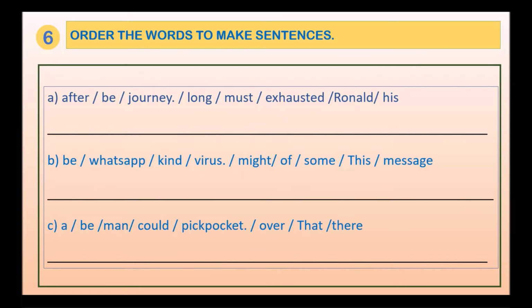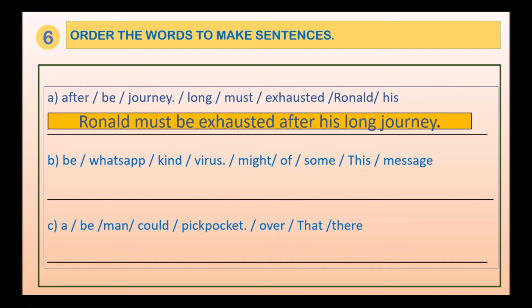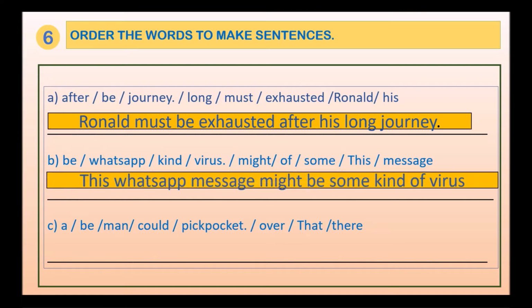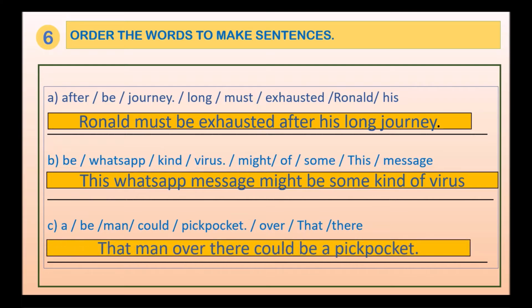Order the words to make sentences. Option A. Ronald must be exhausted after his long journey. B. This WhatsApp message might be some kind of virus. C. That man over there could be a pickpocket.